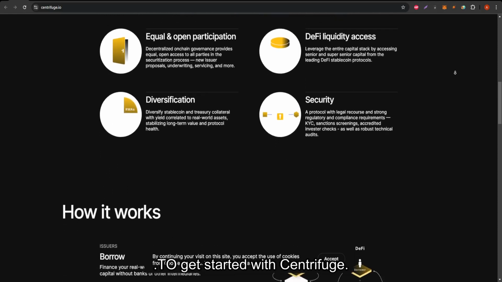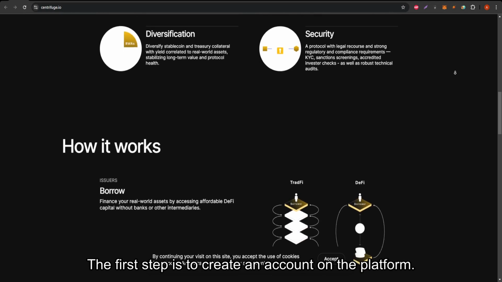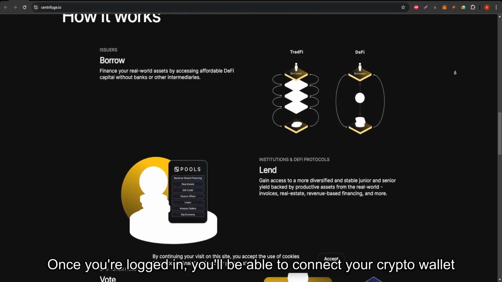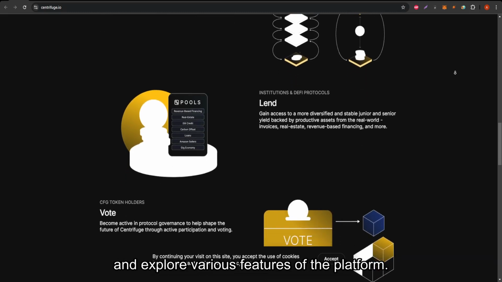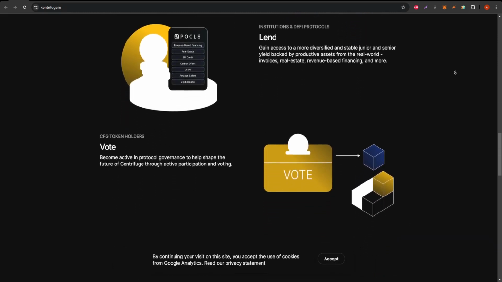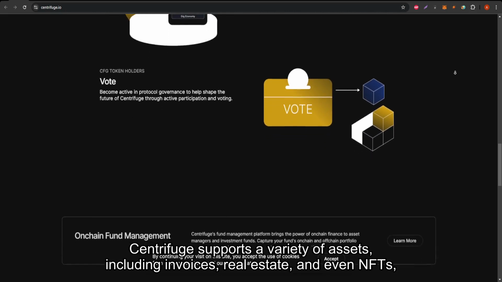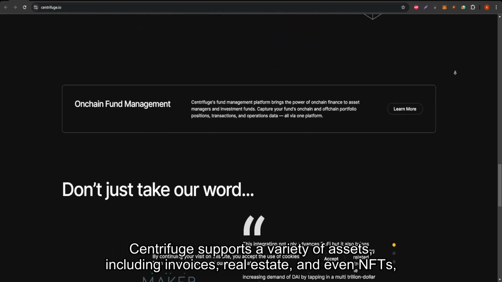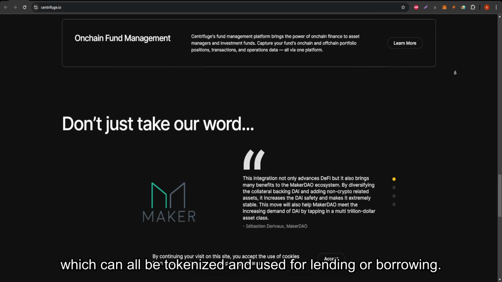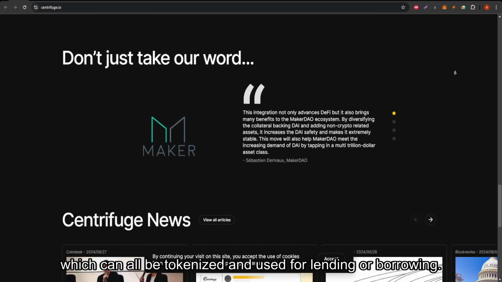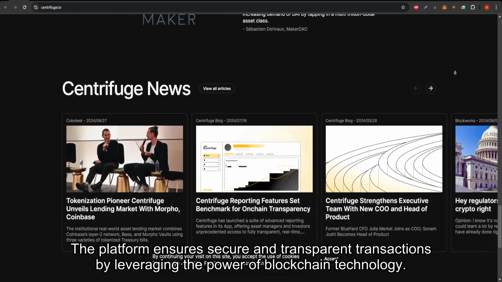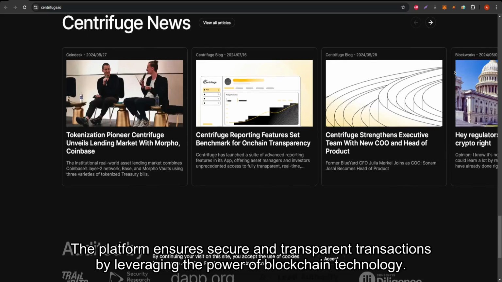Get started with Centrifuge. The first step is to create an account on the platform. Once you're logged in, you'll be able to connect your crypto wallet and explore various features of the platform. Centrifuge supports a variety of assets, including invoices, real estate, and even NFTs, which can all be tokenized and used for lending or borrowing. The platform ensures secure and transparent transactions by leveraging the power of blockchain technology.